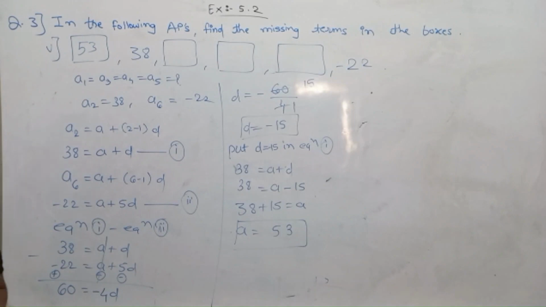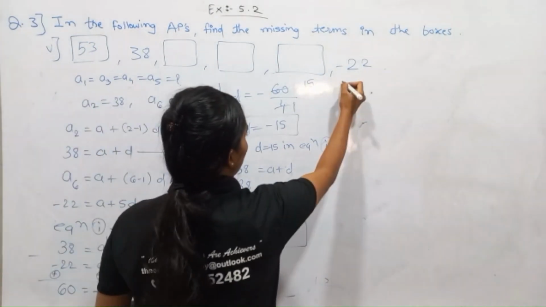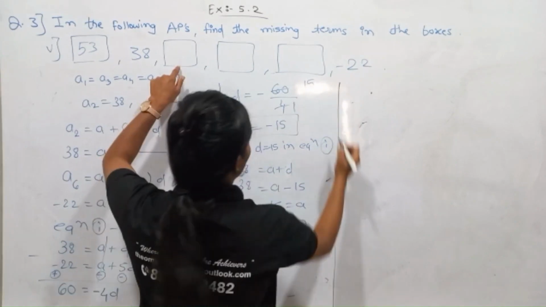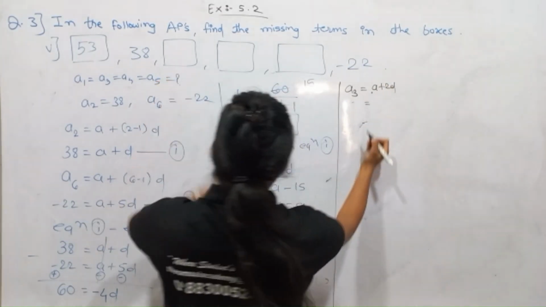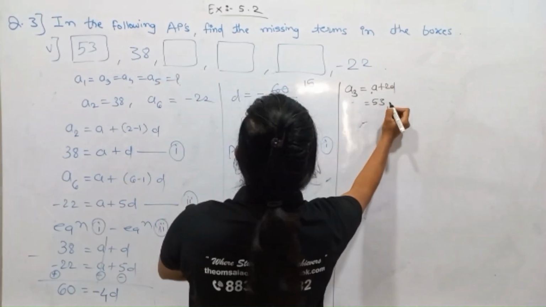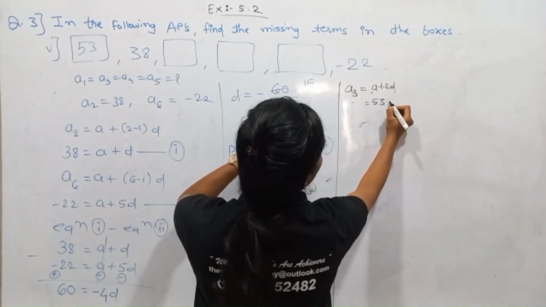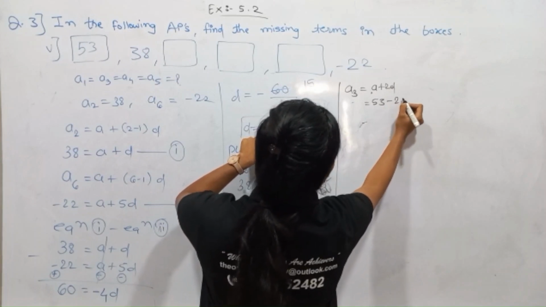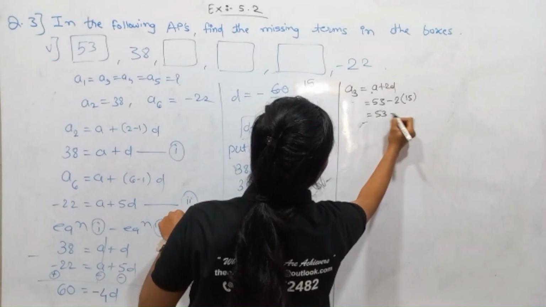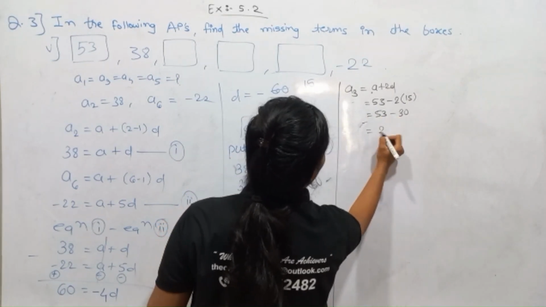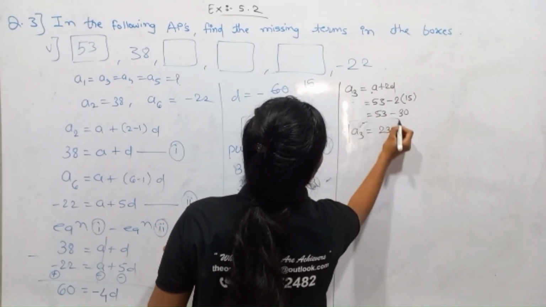Now I can find out term 2, term 3. Term 3 is nothing but A plus 2D. A is 53, D is minus 15, so 2 into minus 15. I already took the minus sign. 53 minus 30, 23 is my term 3.